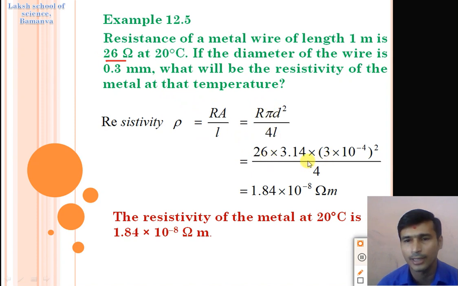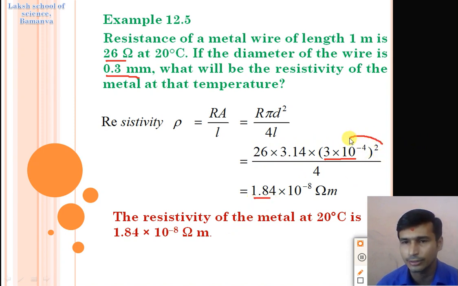The value of pi is 3.14, or we take 22 by 7, multiplied by the value of d, which is given as 0.3 millimeter. We take it in meters, 3 into 10 raised to minus 4, whole square, into 4, and the length of the conductor is 1, no need to write. So how can we calculate? We calculate 26 multiplied by 3.14 multiplied by 3 square, that is 9. Multiply all the terms and divide by 4. We get the answer 1.84.